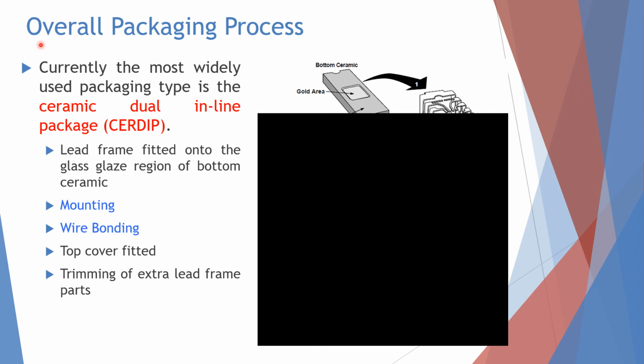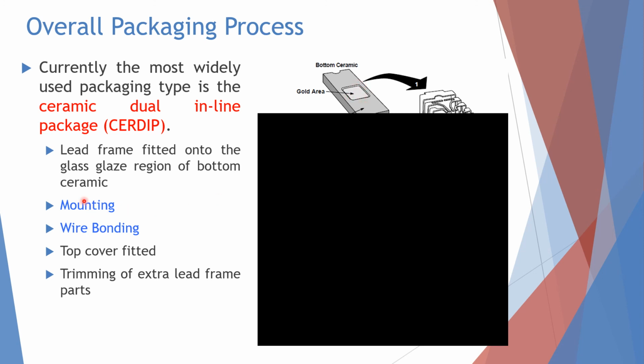So let's see the overall packaging process. Currently, the most widely used packaging type is the ceramic dual inline package, or the short form is CERDIP. For this one, the lead frame is fitted on the glass glaze region of the bottom ceramic. This is the glass glaze material, the bottom ceramic.